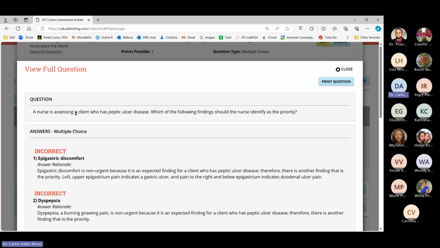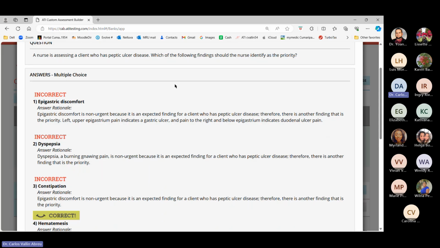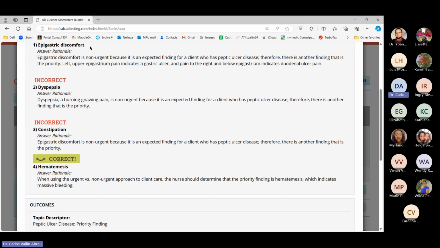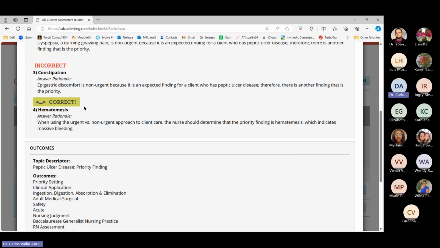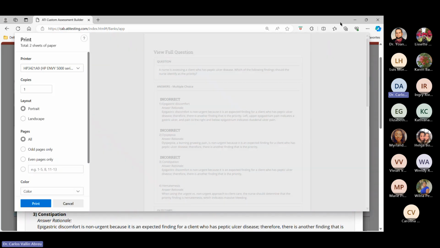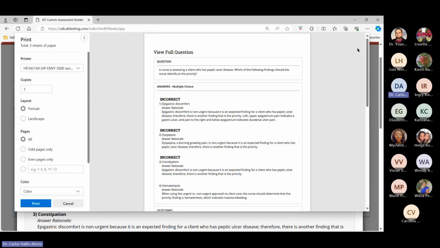A nurse is assessing a client who has peptic ulcer disease. Which of the following findings should the nurse identify as the priority? The priority of peptic ulcer disease: perforation, bleeding. Okay, epigastric discomfort, dyspepsia, constipation, hematemesis. Of course, hematemesis is the priority. Bleeding.